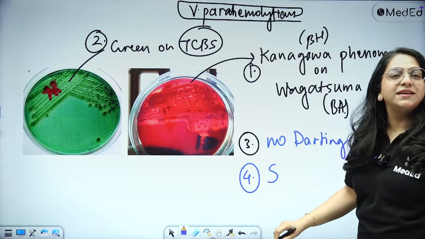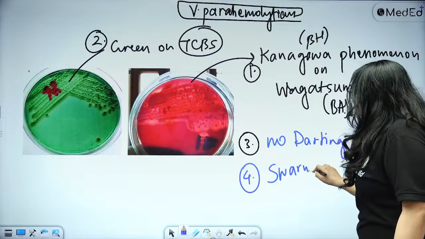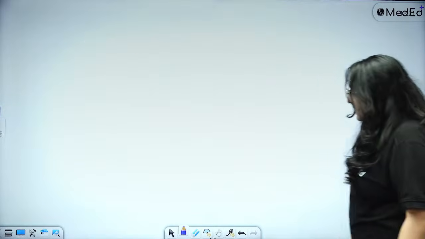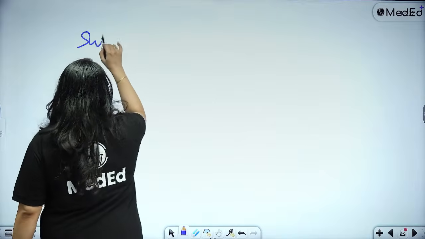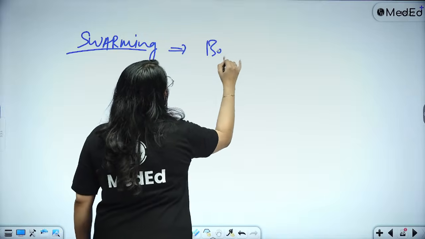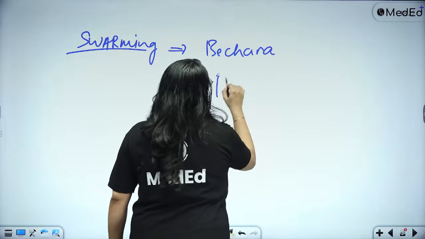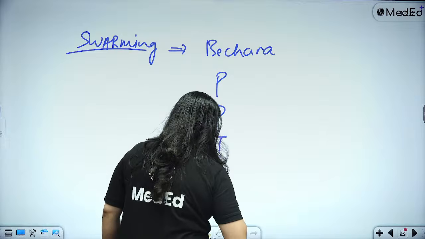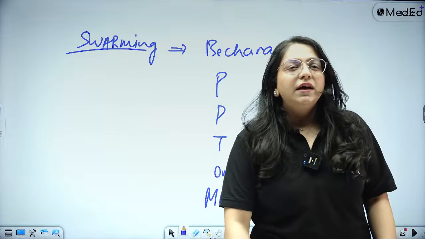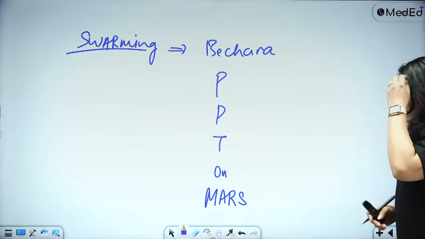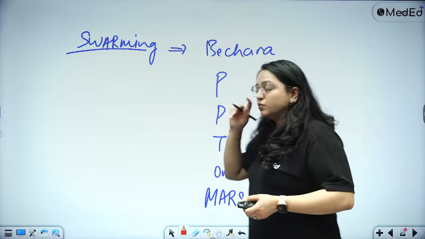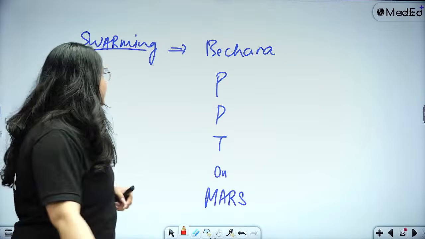Yes, correct. Swarming on blood agar. So, I have failed to get you the image. But what is our mnemonic for swarming on blood agar? Bichara. We always imagine that there is a bichara astronaut who is making a PPT on Mars. There's a bichara astronaut who's sitting on Mars, the red planet. So, bichara astronaut is sitting on Mars and he has to make a PPT sitting with a laptop. Right, that is our swarming motility.